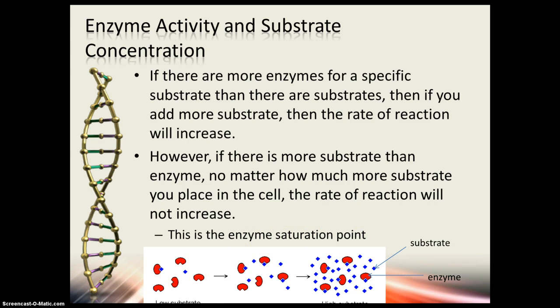And in the picture shown below, you can see that there's a low amount of substrate and not all the enzymes are being used. But then when you place more and more substrate into it, more enzymes are being used, so then the rate of reaction is increasing. But then, when there is a very large amount of substrate in the cell, all of the enzymes are already being used, and no matter how much more substrate you put into it, the rate of reaction cannot increase. It's already at its maximum. And the little blue diamonds are the substrates, and the red blobs, I guess, are enzymes.